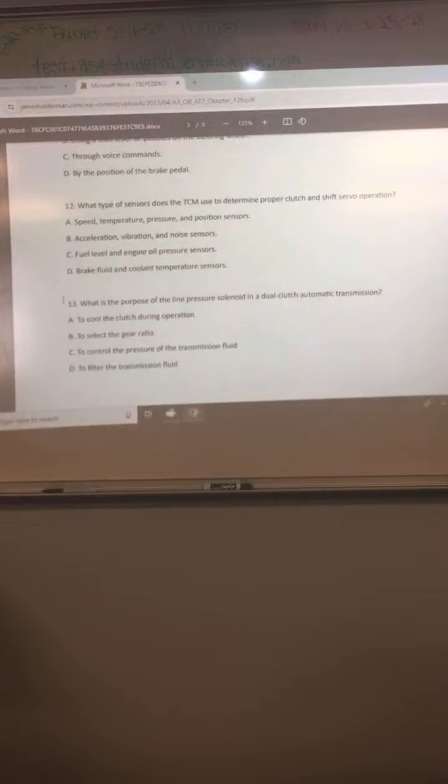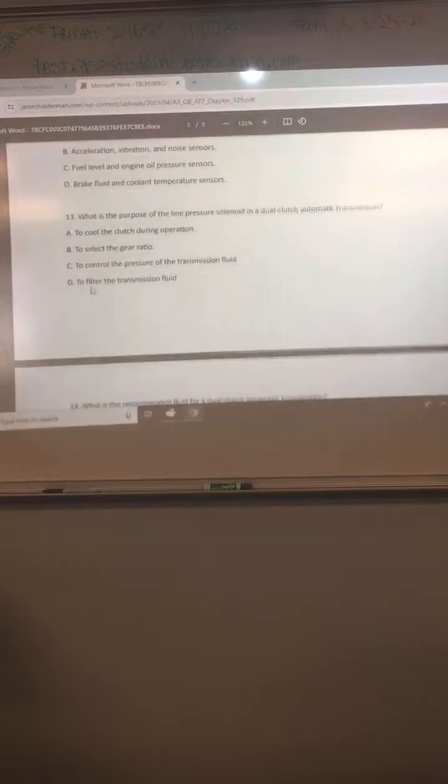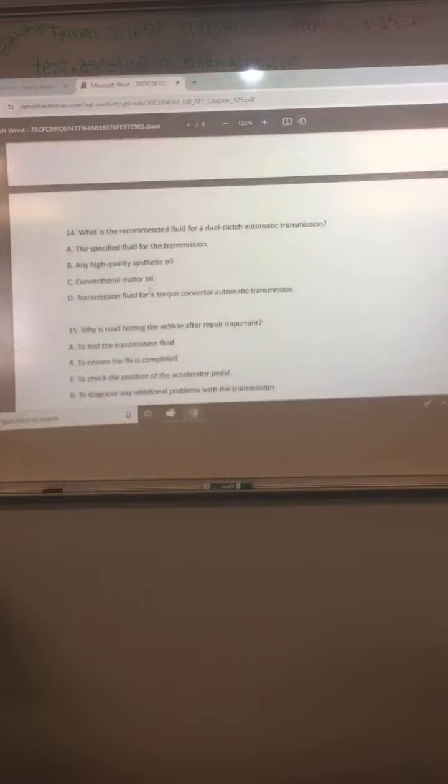12. What type of sensors does the TCM use to determine proper clutch and shift servo operation? A. All right. Speed, temperature, pressure, position. 13. What is the purpose of the line pressure solenoid in a dual clutch automatic transmission? C. To control the pressure of the transmission fluid. That question answers itself, doesn't it? Purpose of the line pressure solenoid, control the pressure.